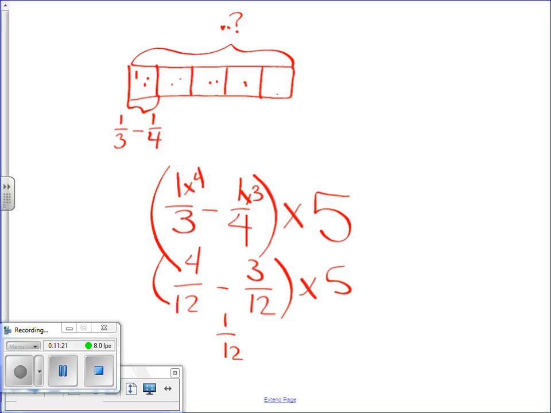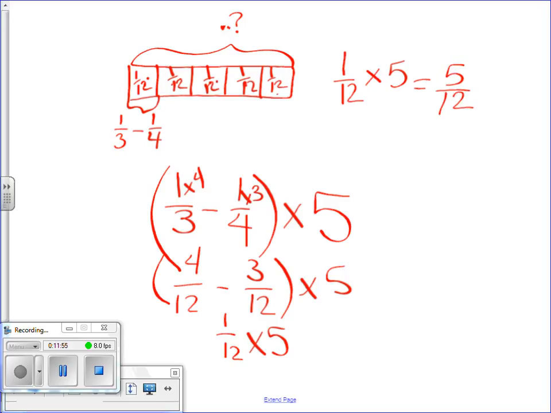1/12. So this is 1/12. This is 1/12. This is 1/12. You see where we're going with this? Yes. This is 1/12. Now I know what you're doing. Yeah, you know what I'm doing. So 1/12 times 5. I'm going to write it up here because there's no room. 1/12 times 5 is equal to 5/12. Good job.